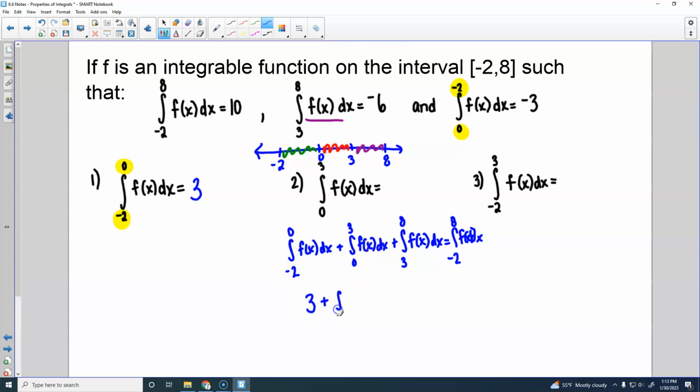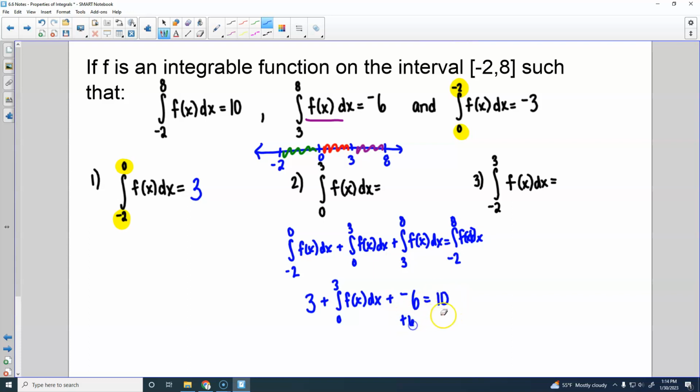And so we know that the integral from -2 to 0 is 3, and the integral from 0 to 3 we do not know. That's what we're trying to find. And then from 3 to 8, we're going to get -6. Don't worry too much about what that means to have a negative area for that right now. We'll talk about that a little bit more whenever I get back. Just know that it can happen. You can have negative areas there. And then our integral from -2 to 8 is 10, so we're going to plug that in there.